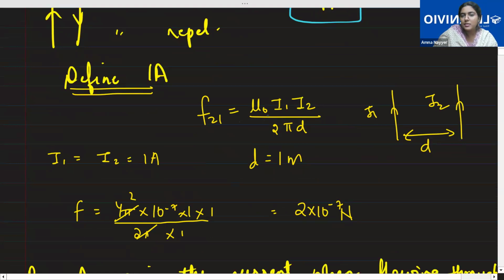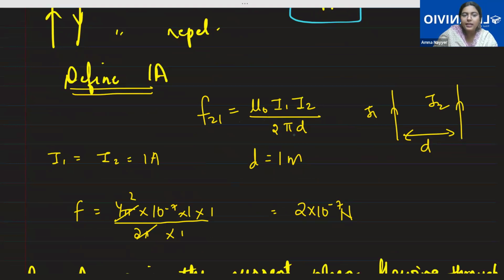Look, F21 is mu naught I1 I2 by 2 pi d. If I have to define 1 ampere, I'll put the value of current as 1 ampere. So if we take d as 1 meter, I1 as 1 ampere, and I2 as 1 ampere, and we put these values, we get mu naught by 2 pi.